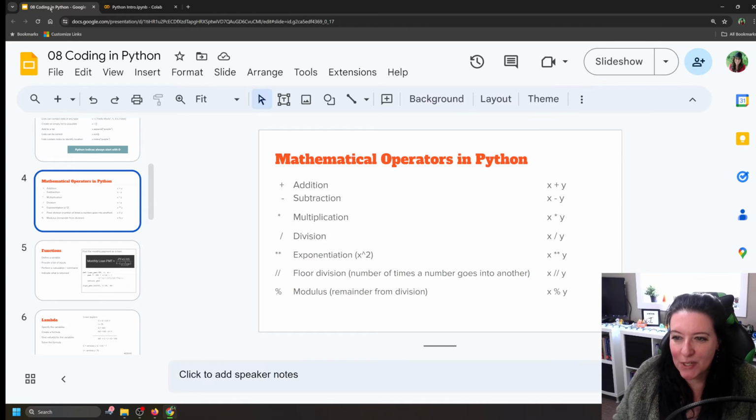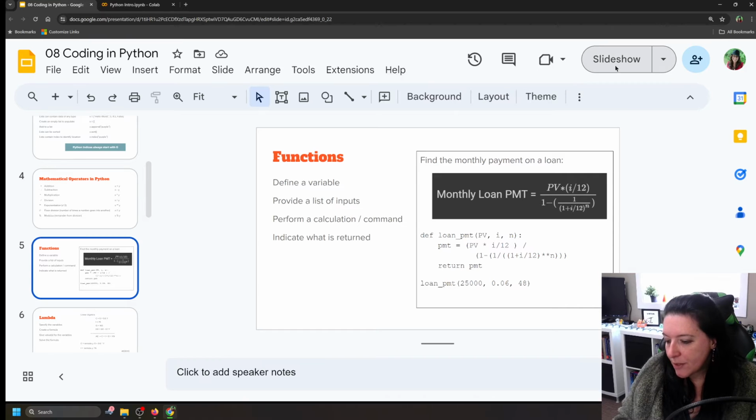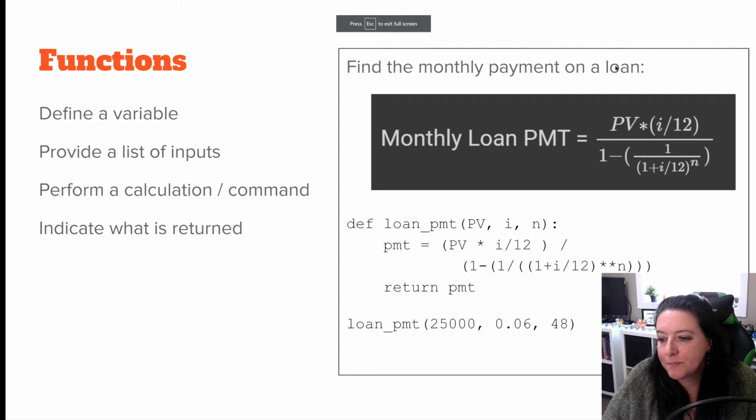We can have exponentiation. So we're going to be looking at something like x squared. And then you may want to be able to separate out with your division how many times it goes into the number and then what's left over. We will use these operators when we create functions.